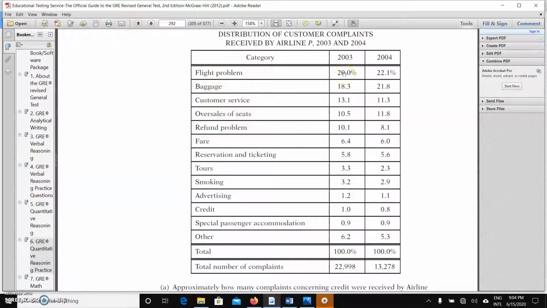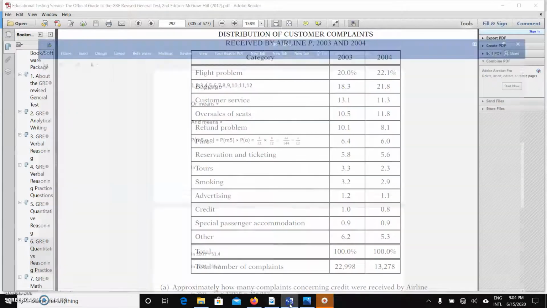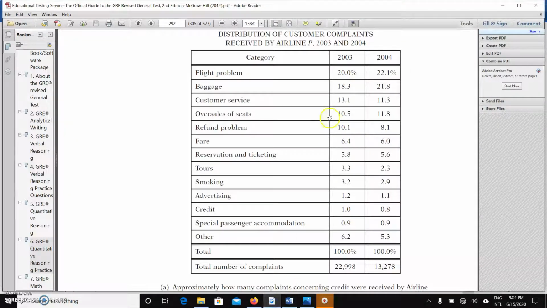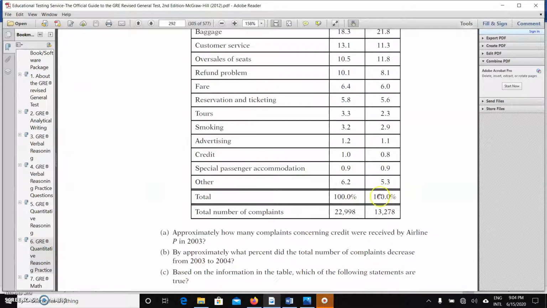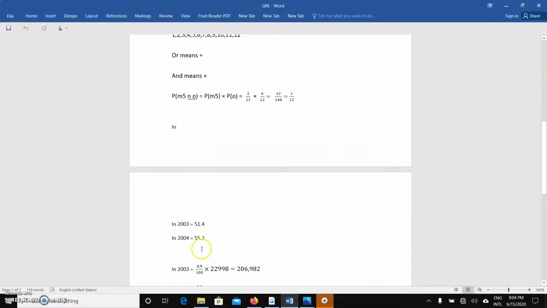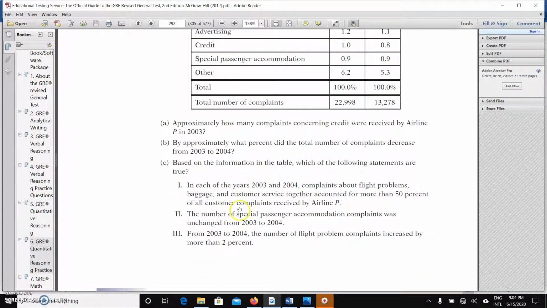If you calculate it for 2003, if you add 20, 18.3, and 13.1 together, it's going to give you 51.4. That means it's more than 50% as they claim here. Then for the other year, 22.1 plus 21.8 plus 11.3 also is more than 50%. That would be 55.2. So that means this first statement is true.